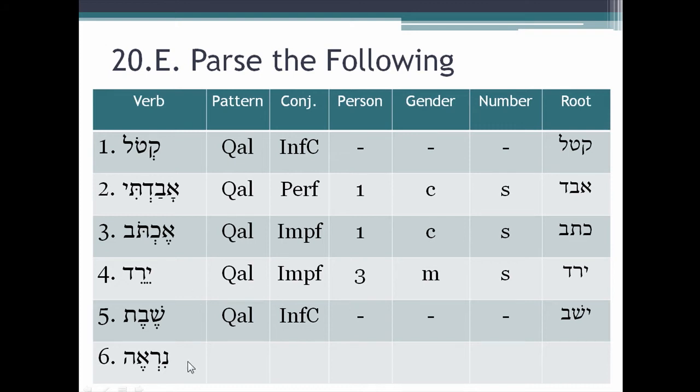Number 6, nera. Do we have a prefix? Well, noon can certainly be a prefix. Is the rest a discernible lemma? Ra'ah? Yes, it is. So very clearly we have a kal imperfect first common plural. That would be the noon prefix from ra'ah. Again, if you memorize these little rules, these little tells, parsing is not so bad.